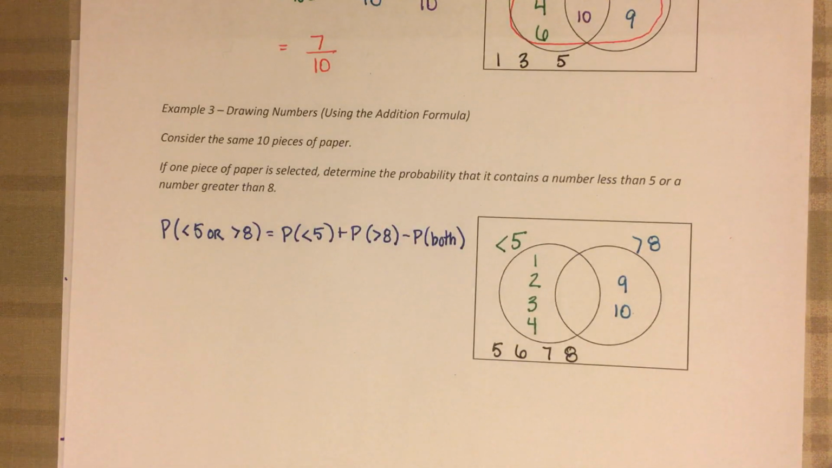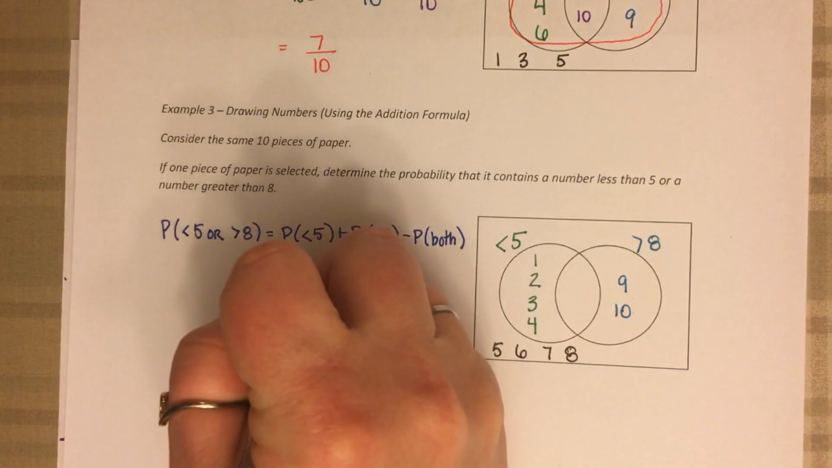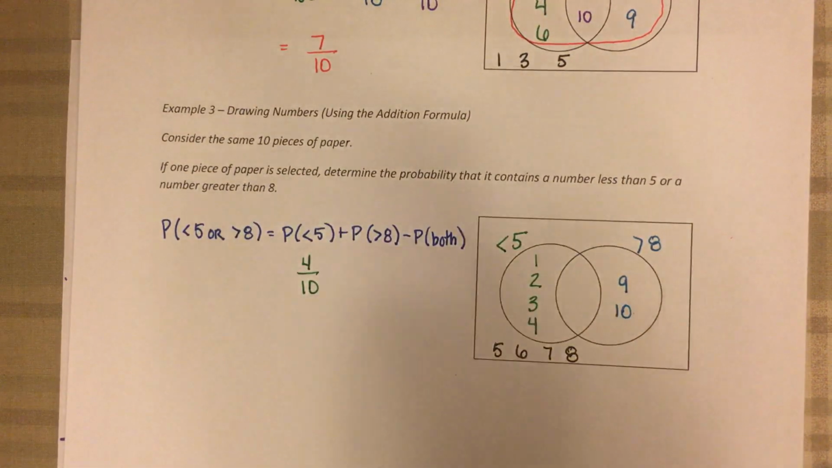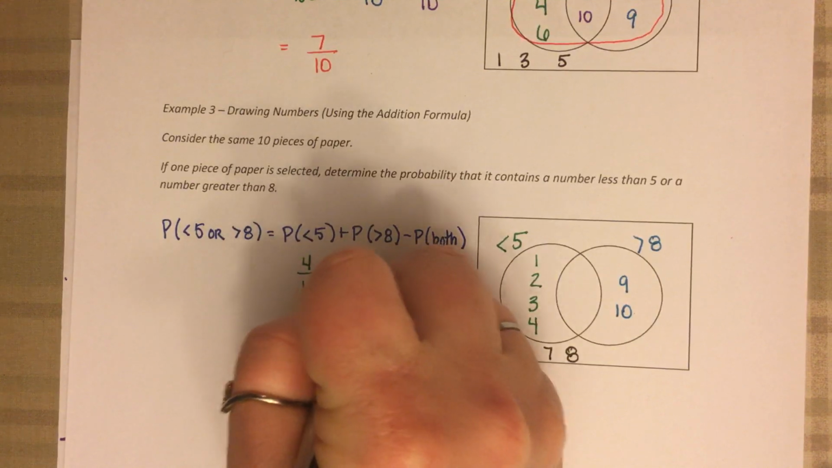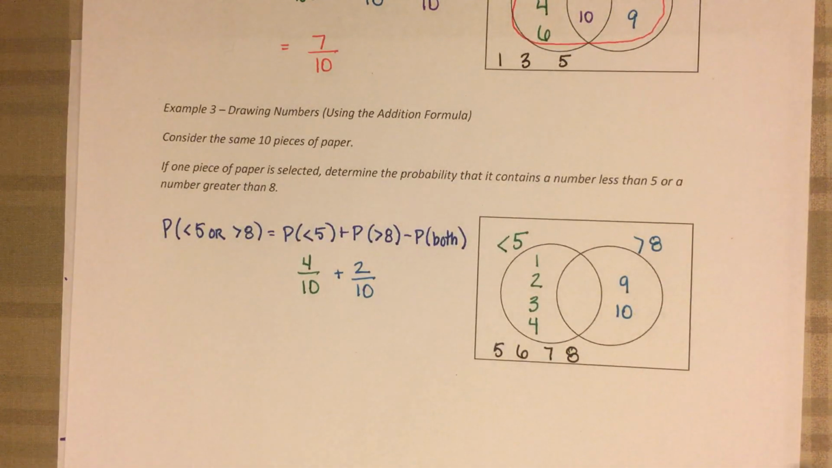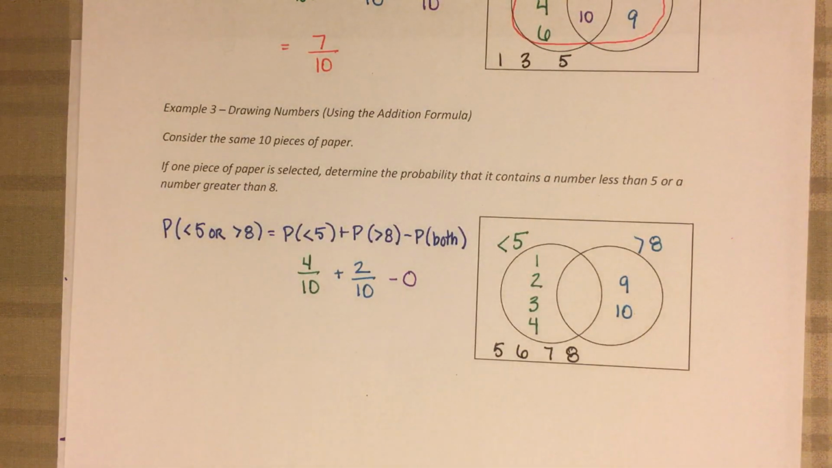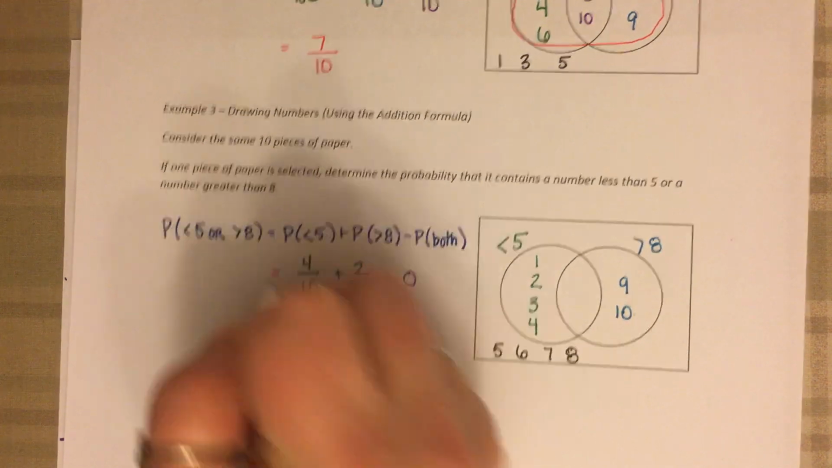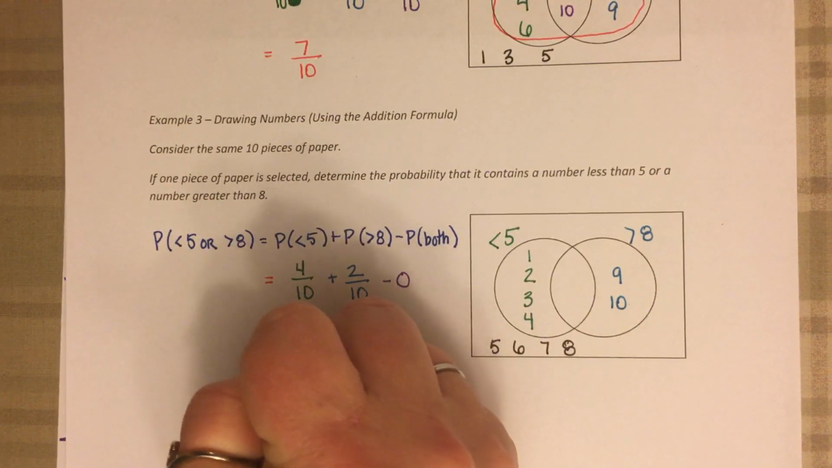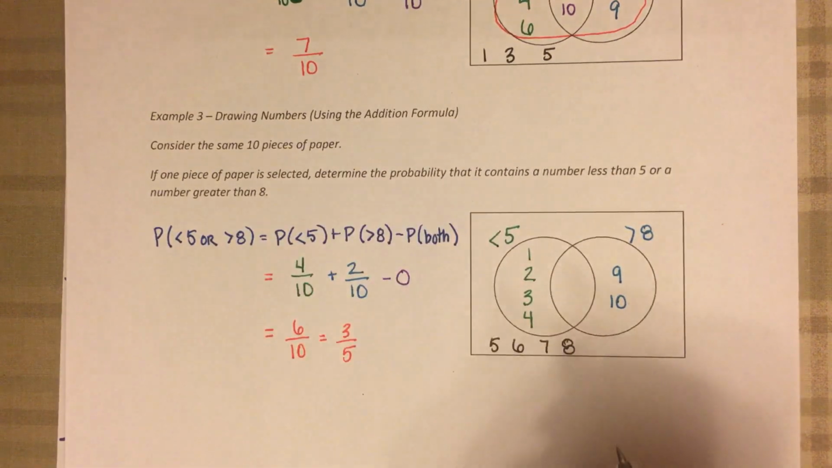Right, so our probability of selecting a number less than 5, well, that's the numbers 1 through 4. So we have 4 out of 10. Our numbers that are greater than 8, well, we have 2 out of 10. We had 9 and 10 on that side. And then our intersection, well, there wasn't anything in our intersection. So 4 out of 10 plus 2 out of 10 gives us 6 out of 10, which then we can reduce to lowest terms to 3 out of 5.